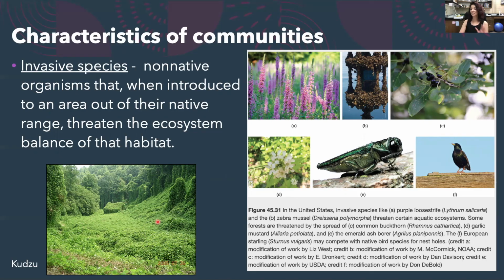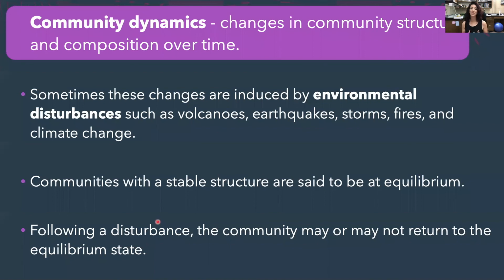So all of this rolls into something called community dynamics. Community dynamics, simply defined, is the changes in community structure and composition over time. Sometimes these changes are induced by environmental disturbances, something very, very large scale like volcanoes, earthquakes, or even storms, sometimes fires, and of course climate change, which can roll into some of these other environmental disturbances.